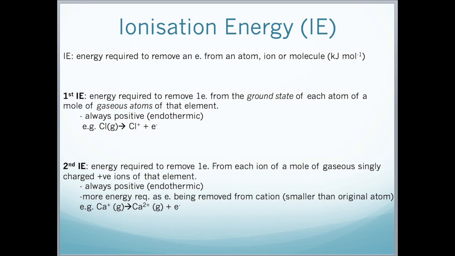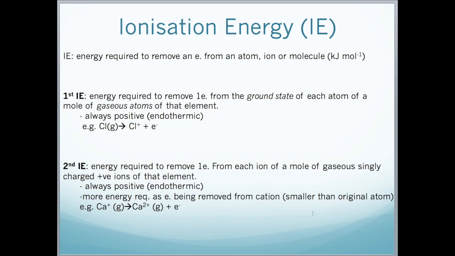So this is the first stage. We have a gaseous atom which is not excited, it's in the ground state, and we're removing the first electron. It's always positive, so the number in kilojoules per mole will always be positive because it's an endothermic reaction, and we represent it by writing, for example for chlorine, Cl in gaseous form goes to Cl+ plus one electron. Because we removed an electron, we now have a more positive charge, therefore we're forming a cation.